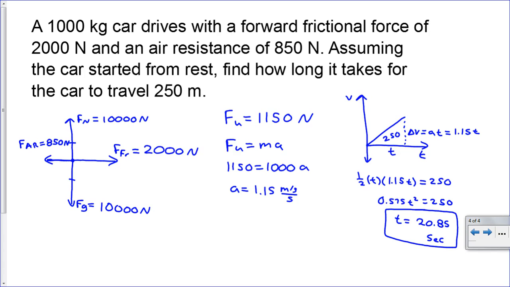Hopefully you've seen this type of problem enough times that you're getting used to the way that it goes. I give you some information. You use that information to either create a force diagram or to create a velocity versus time graph. Then you figure out what you can from that. If you start with a force diagram, you're trying to get Fu, so you can plug it into Fu equals ma. If you start with a velocity versus time graph, you're trying to get acceleration, so you can plug it into Fu equals ma. And then we go to the other representation after that.